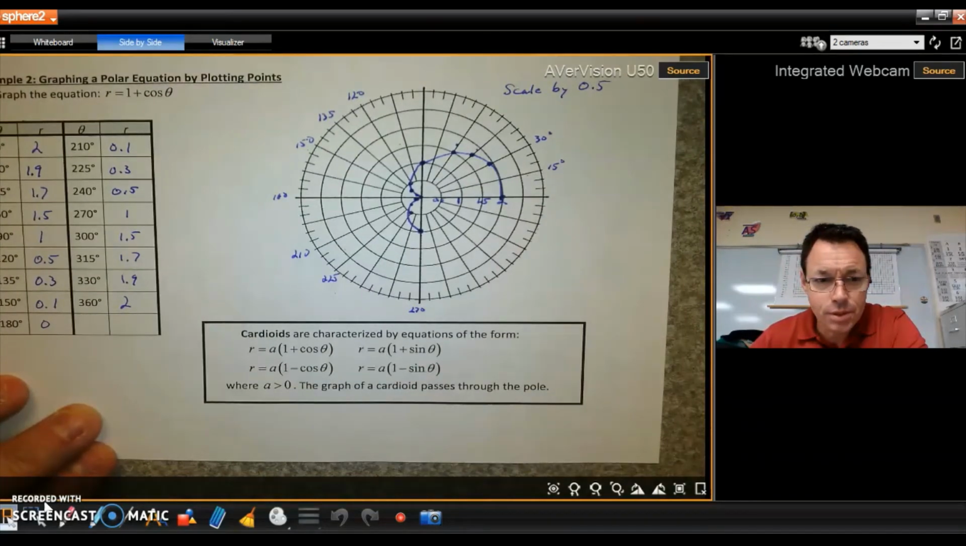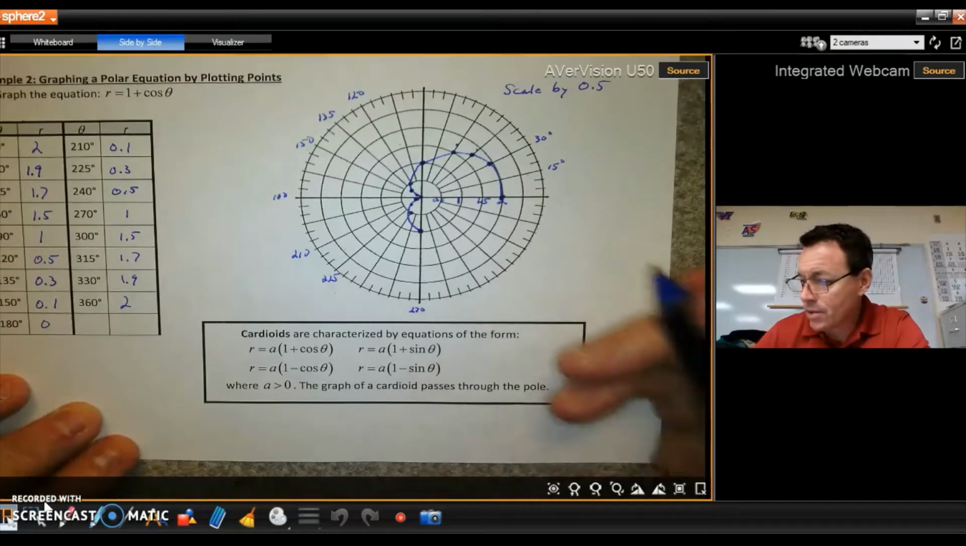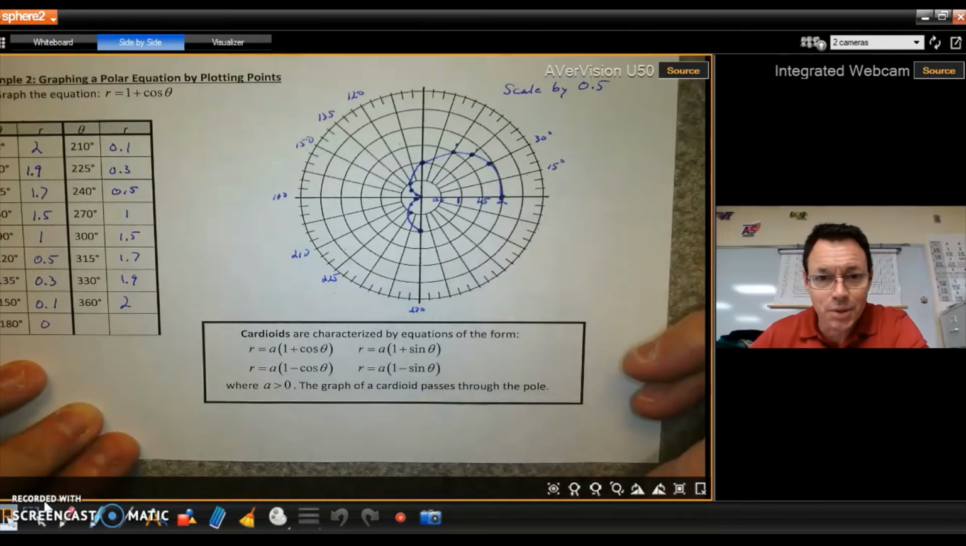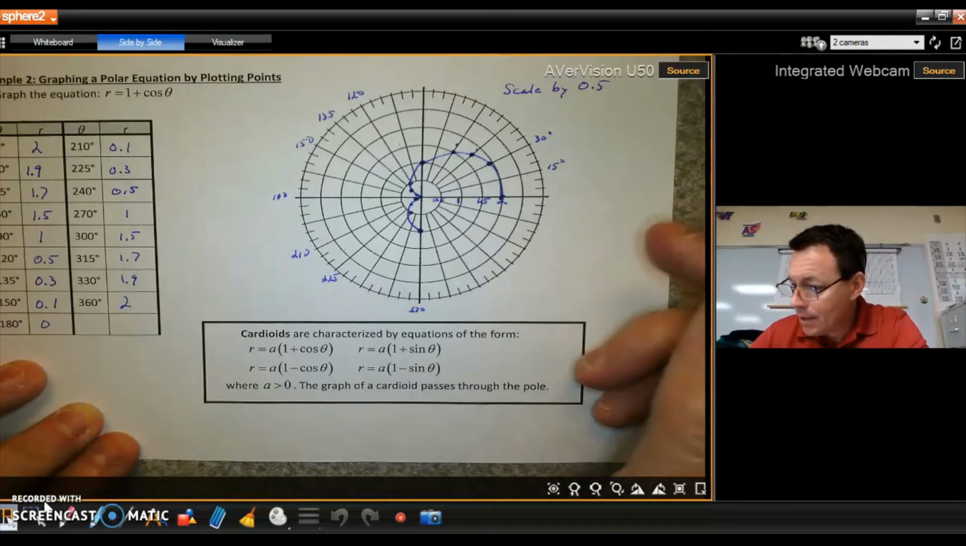I have to try to purposely slow down. I graph these a little faster. I've done quite a few of them. These are going to be brand new to you. Okay? And then, again, keep going.